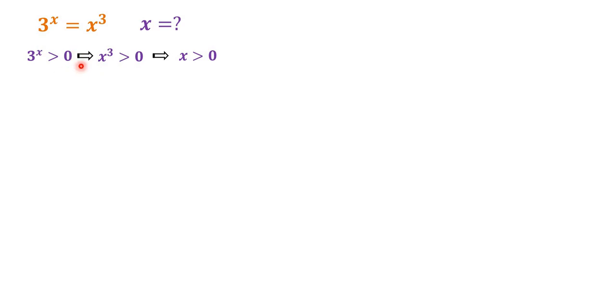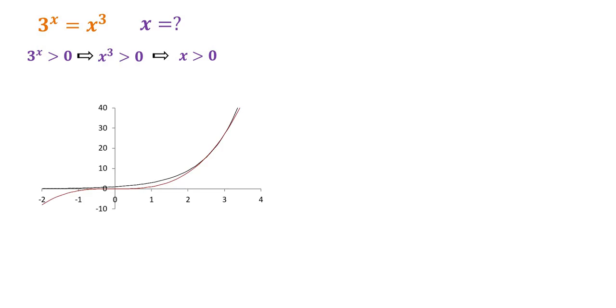Then let's look at the graph of the functions on both sides of this equation: 3 to the power of x, x to the power of 3. So here's the graph of these two functions. The black line is 3 to the power of x. The red line is x to the power of 3. So it seems like there is an intersection here.